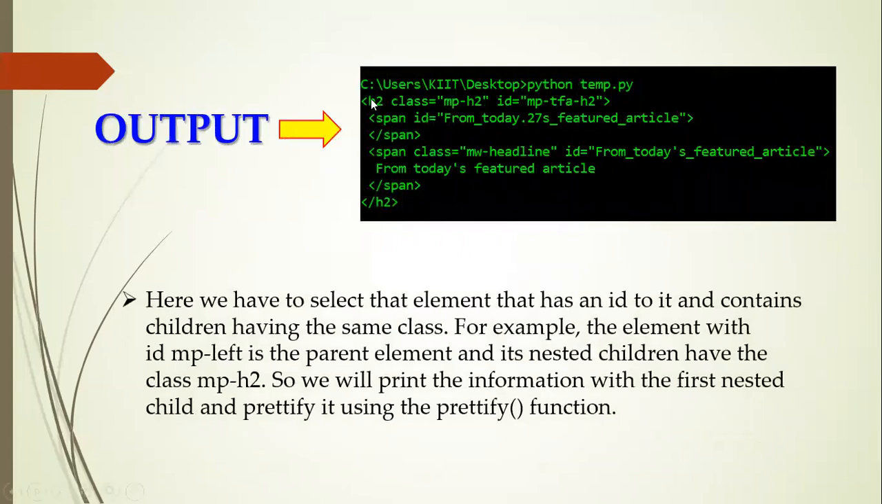Here is the output we get to the input which we gave in the previous slide. Here we have to select the element that has an ID and contains children having the same class. For example, the element with ID mp-left is a parent element and its nested children have the class mp-h2, so we will print the information of the first nested child and prettify it using the prettify function. Moving on to the next slide.